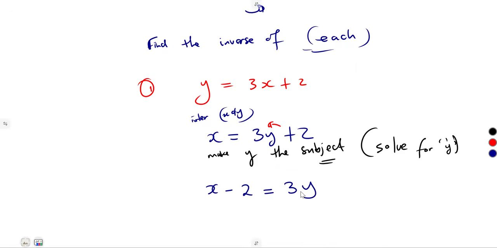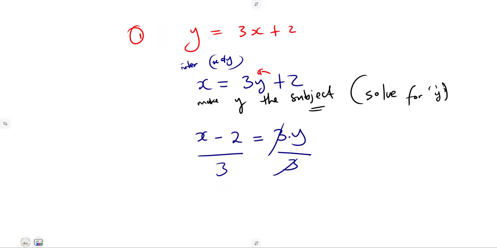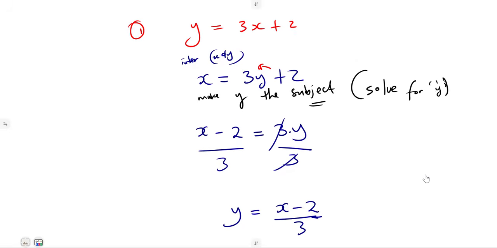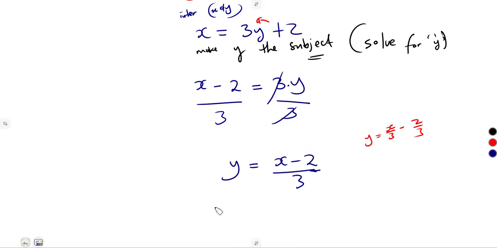There is a product. So how do we get rid of the 3? Simply divide by 3. By dividing by 3, we have got y as the subject of the formula. Y is equal to x minus 2 over 3. Just like that. So that's our inverse, which is a straight line. If you rewrite it in the format of a straight line, y is equal to x over 3 minus 2 over 3. Each and every part is divided by 3. So it's a straight line. That's the inverse function: x minus 2 over 3.